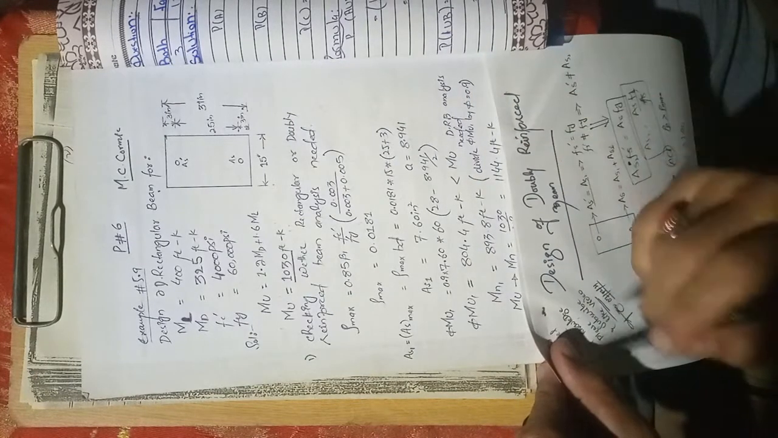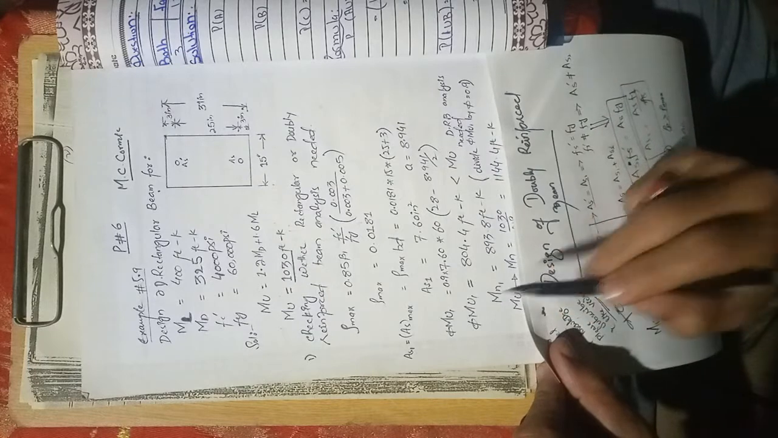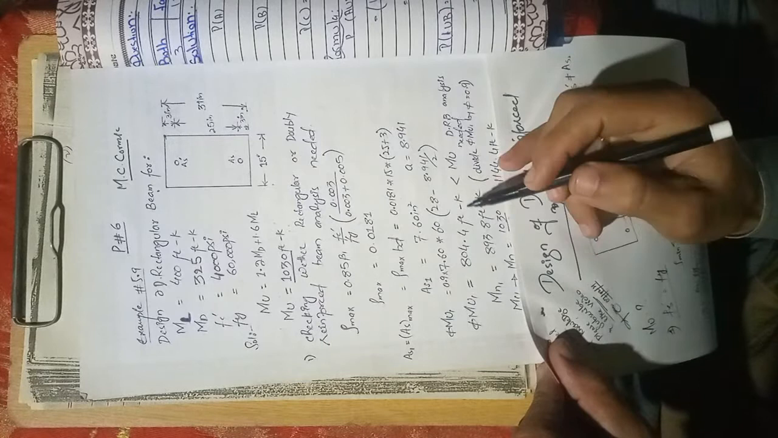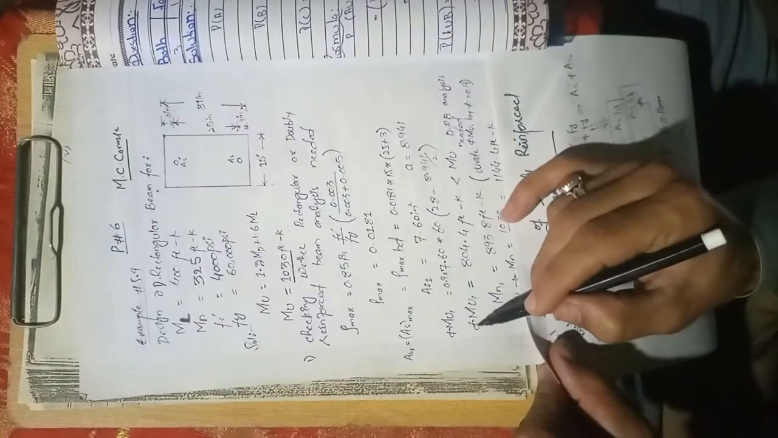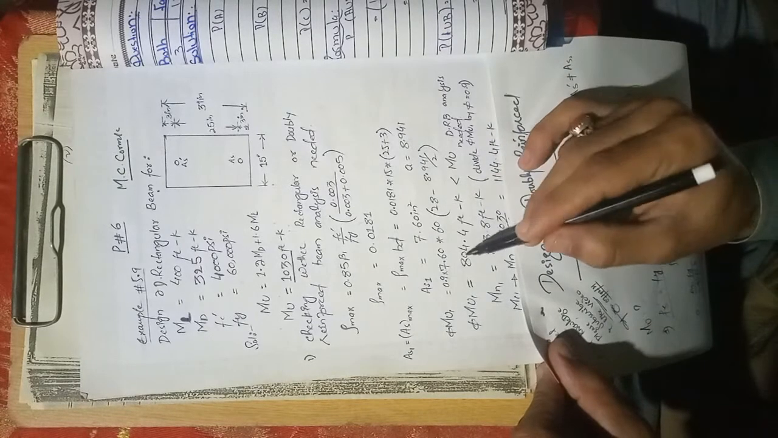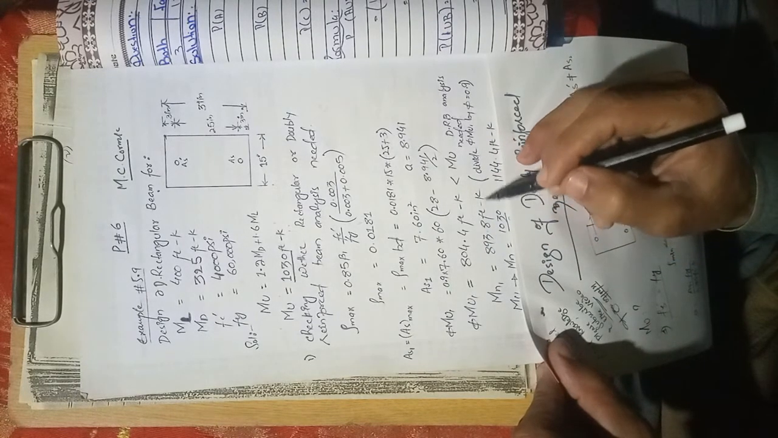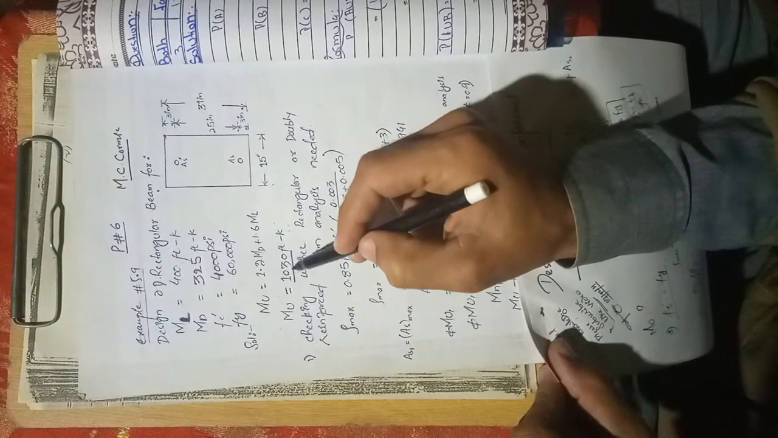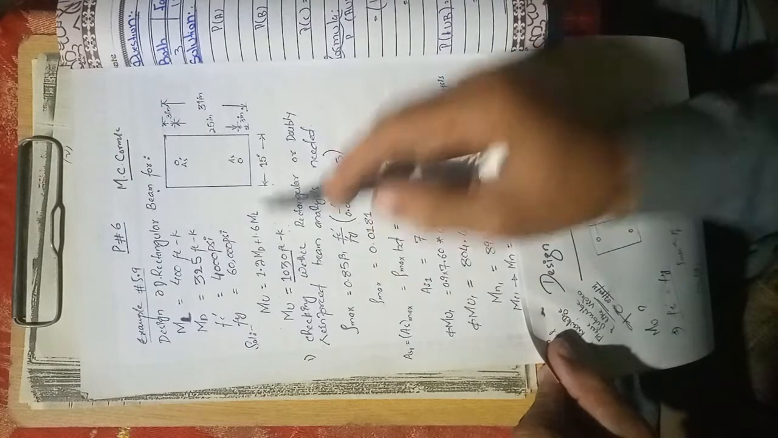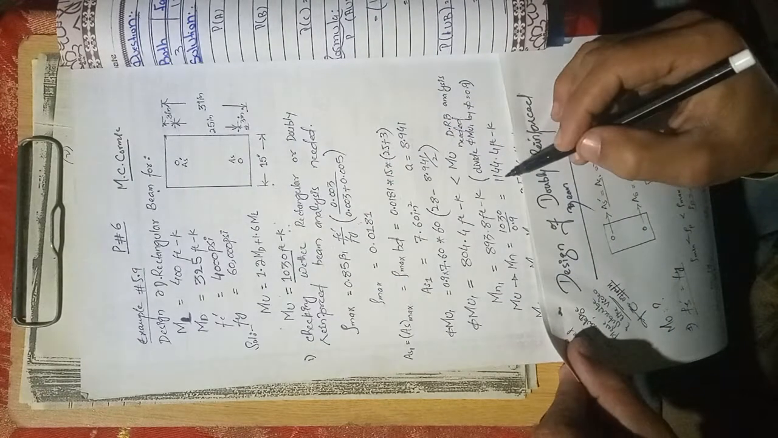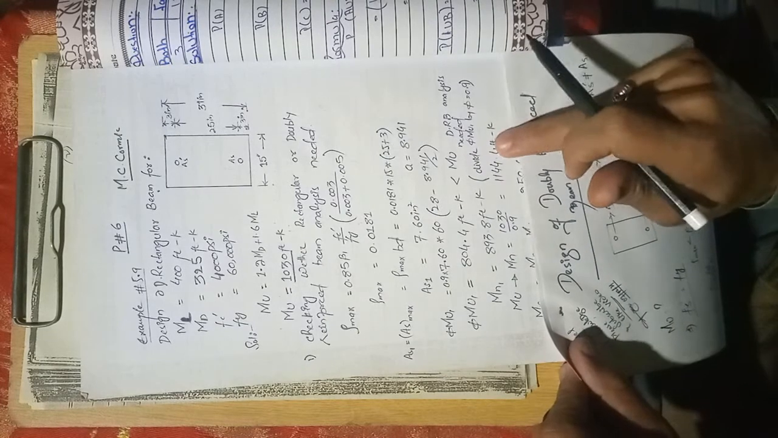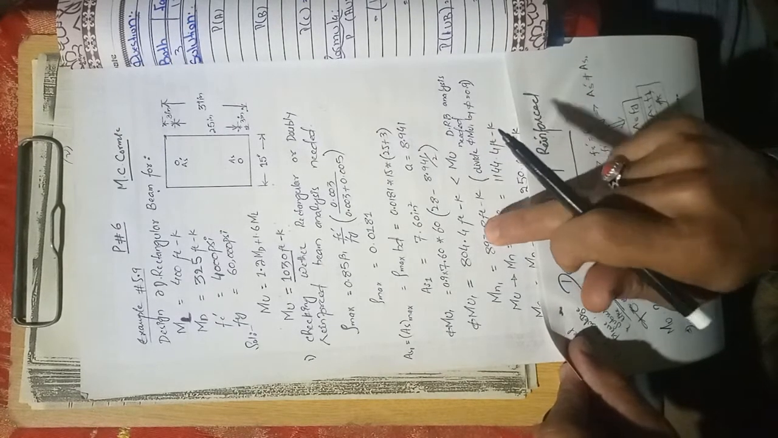So now we need to convert this capacity to the nominal capacity. How to convert this into nominal capacity? You just need to divide this by the value of phi, that is 0.9. Dividing this by 0.9, you get 893.8 feet kip. Similarly, you convert the ultimate moment capacity to the nominal moment capacity by dividing it by 0.9. So we get 1144.4 feet kip. This is now our Mn value. This is our Mn1 value.